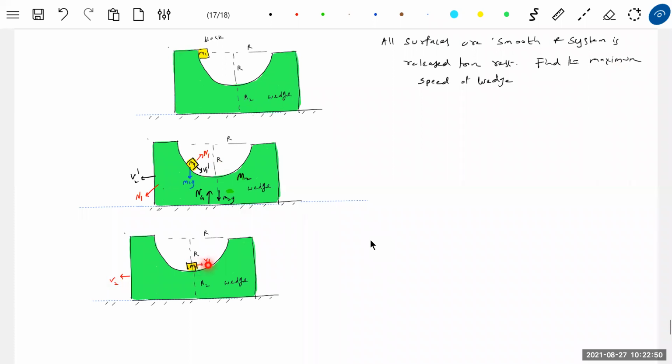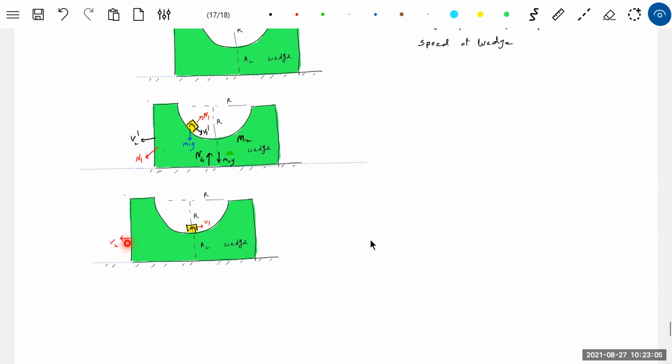the block will start moving up now here. As it starts moving up, what will happen to the velocity of the wedge? It reduces. It starts decreasing. And where will it come to rest? It will come to rest at the highest point. And what is the state of the wedge? The wedge will be at rest.